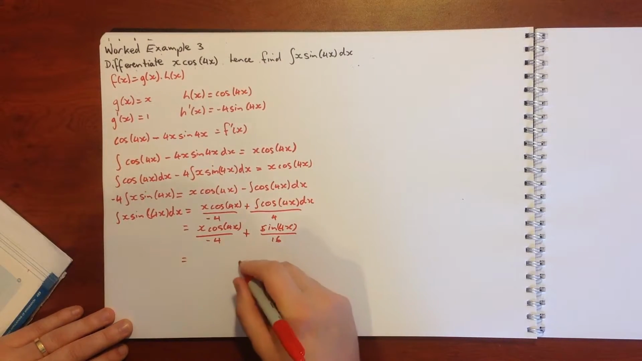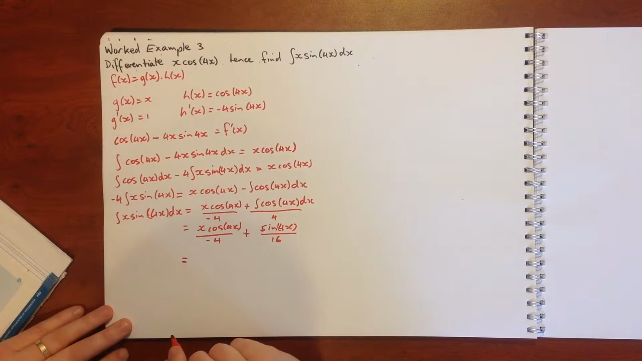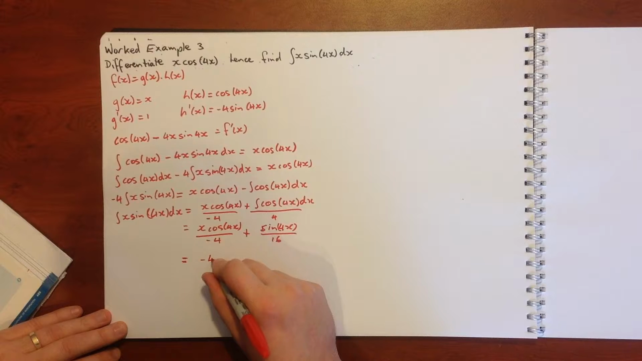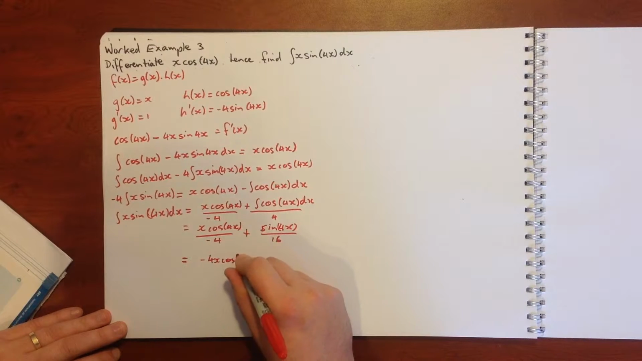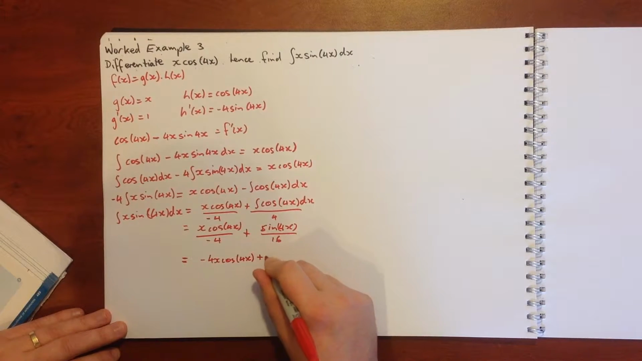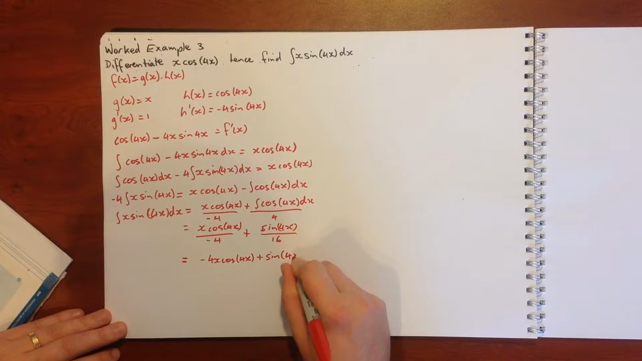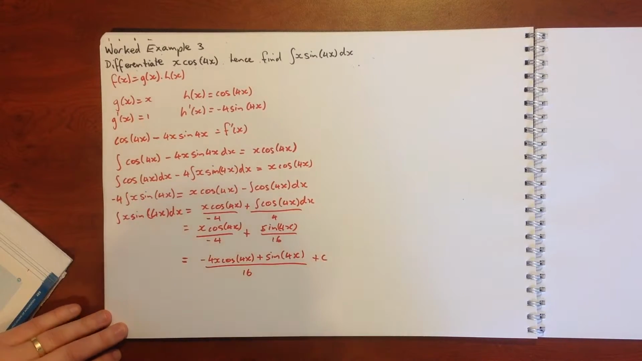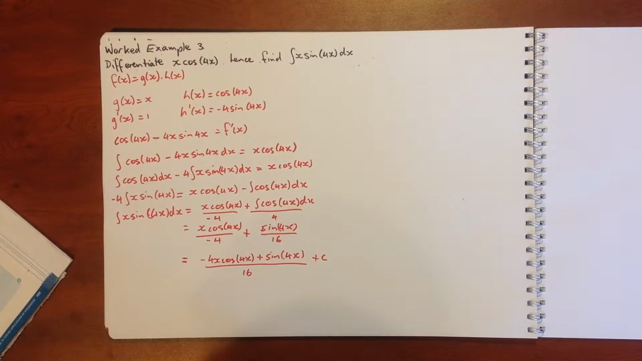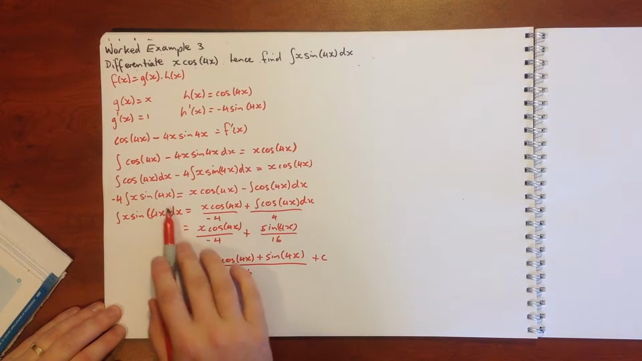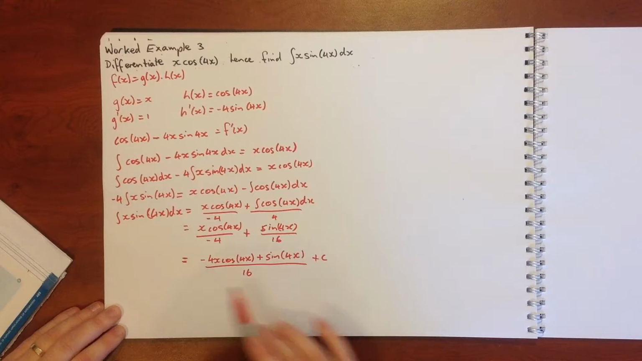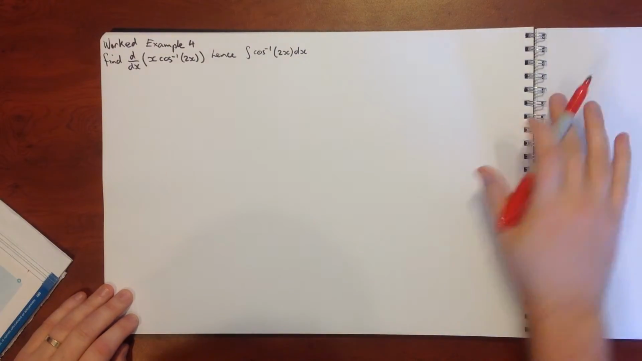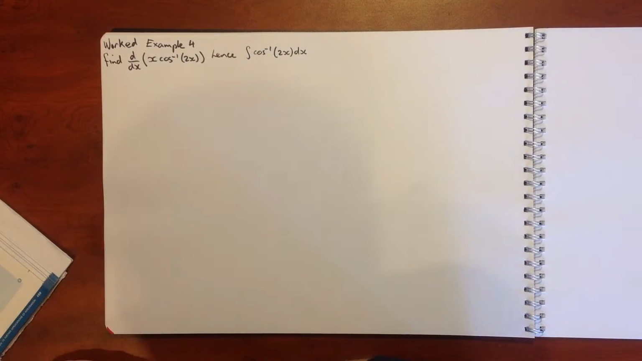Okay, so we can say, we're tidying this up a little bit if we like, and say that we've got negative 4x cos of 4x plus sine of 4x all over 16 plus our c, okay, and we are finished. Okay, because we isolated what we were trying to find, and just rearranged to get what we needed. Okay, we've got one more worked example to go.